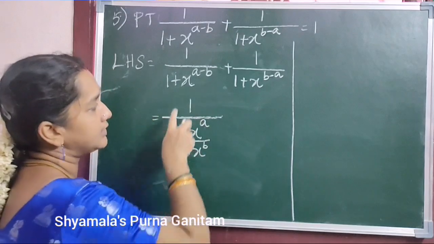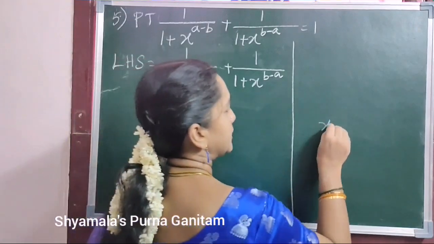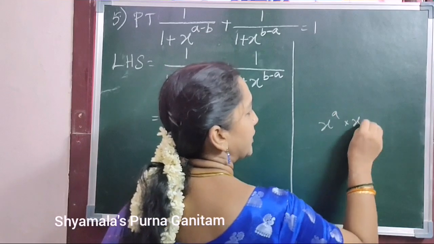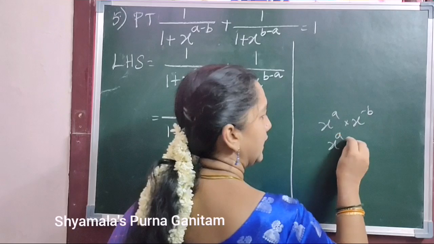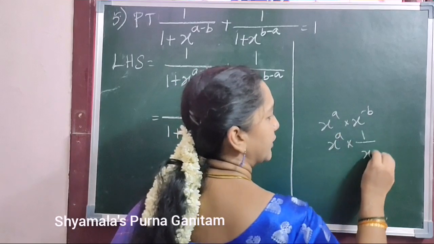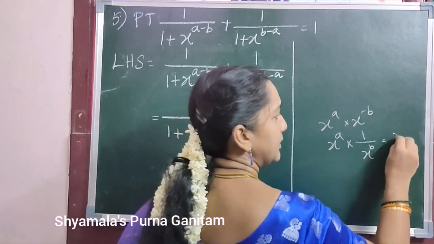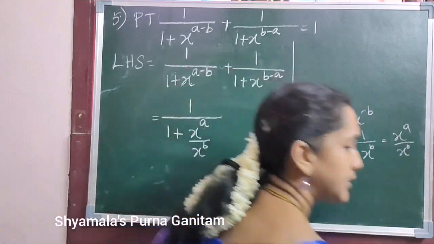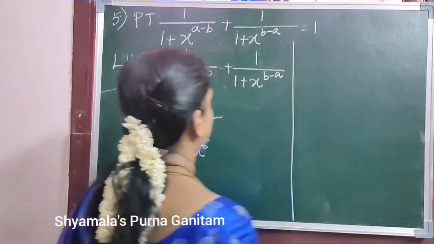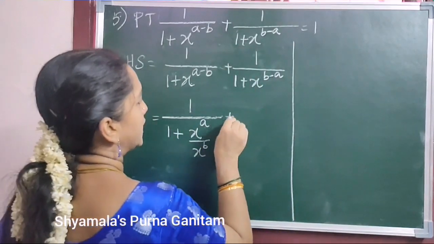Okay. Shall we write like this? So the meaning for this is x power a into x power minus b. So this we will write it as x power a into 1 by x power b. So this one will be x power a by x power b. Okay. So like this you will get. Then same way the other one also.